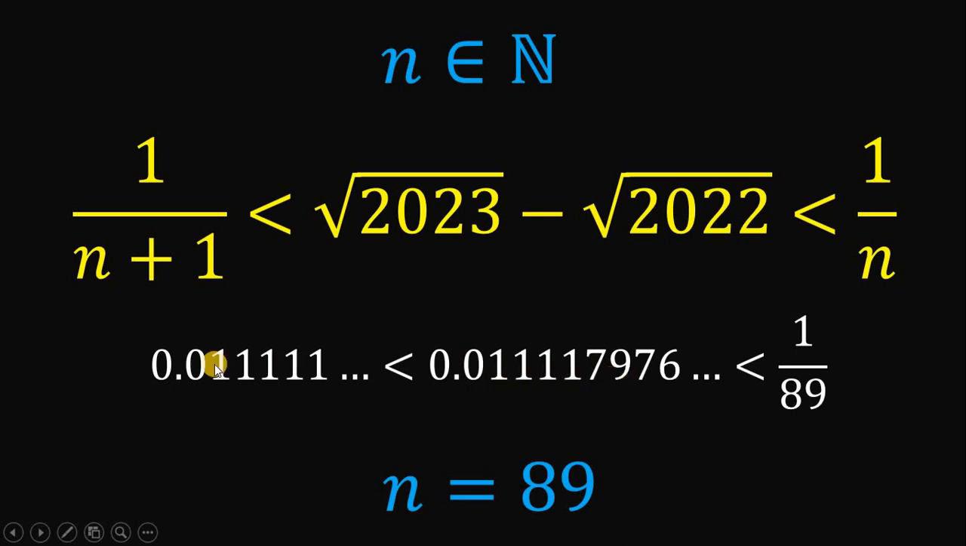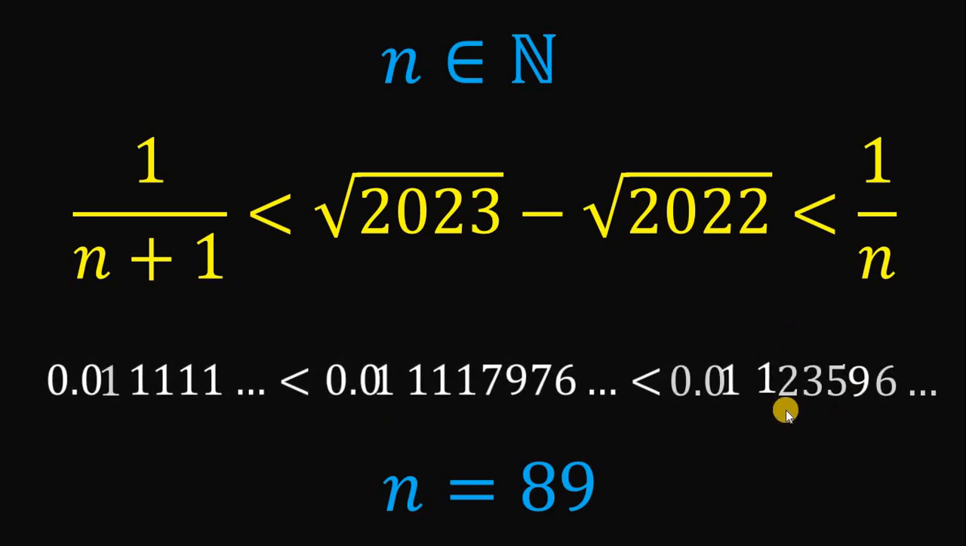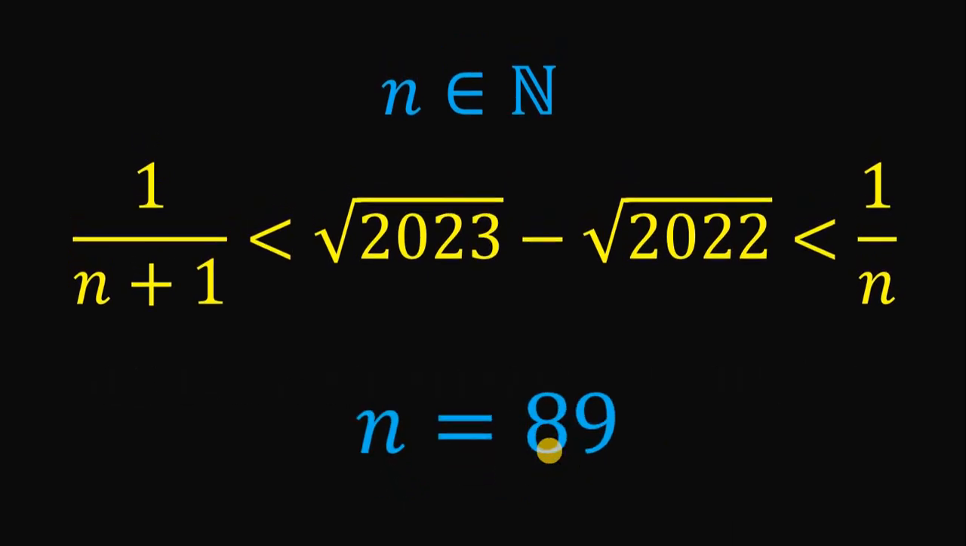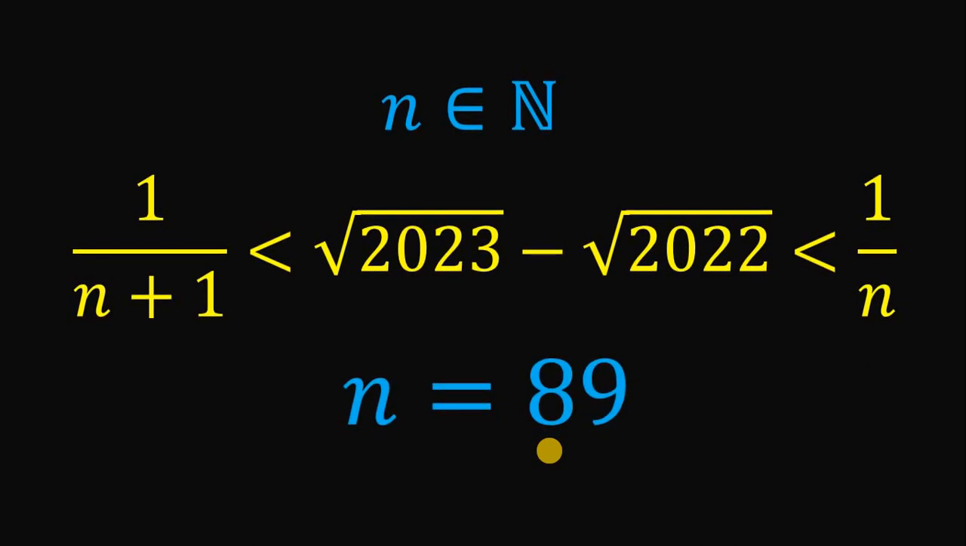So definitely, 0.011117976 must be greater than 0.0111111 forever. Now, how about 1 over 89? Using our calculator, this value is equivalent to 0.0112359 and so on and so forth. And that is definitely greater than 0.011117976. Therefore, our answer 89 is absolutely correct. And as always, we are done.